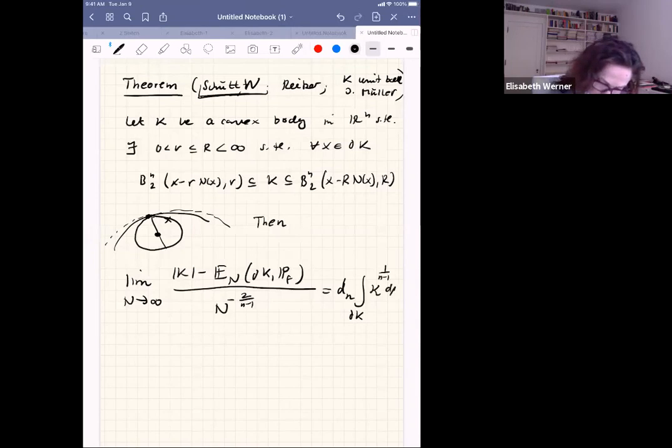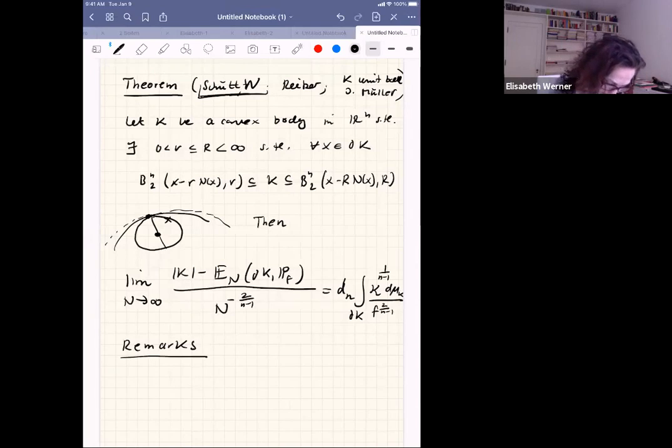We integrate as usual with respect to the usual surface area measure, and we'll divide by the function f raised to the power 2 over n minus 1. Because the function f should come in somewhere, because it's the density of the measure with respect to which we choose the points. So I'll now make a few remarks, and then we'll compare it to our previous result.